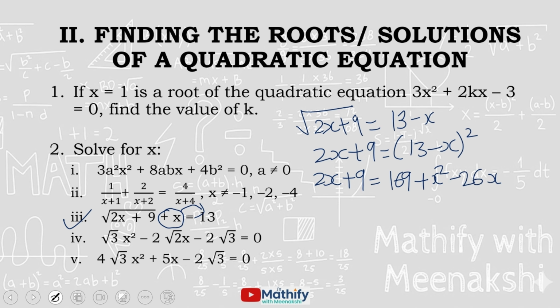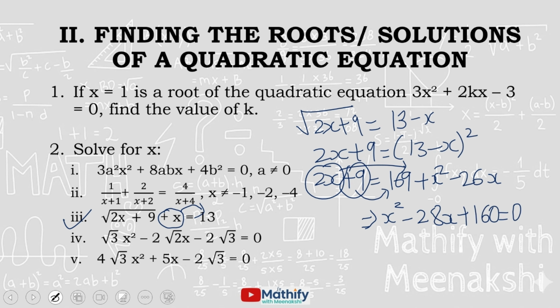Now I have to make this equation quadratic, so I will move all the numbers to one side. So x square, now minus 26x, and when you move 2x to this side, it becomes minus 2x, so minus 28x. Now 169, and when you move plus 9 to this side, it becomes minus 9. That means positive 160 is equal to 0.